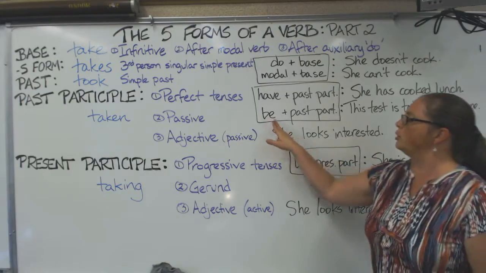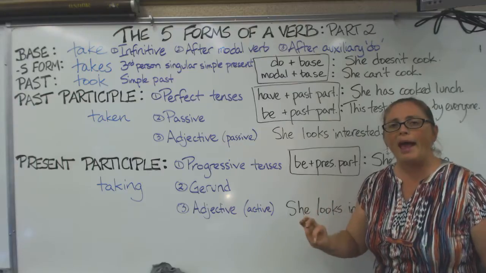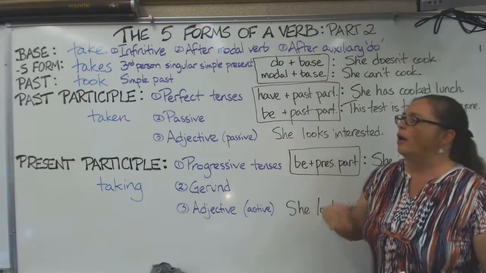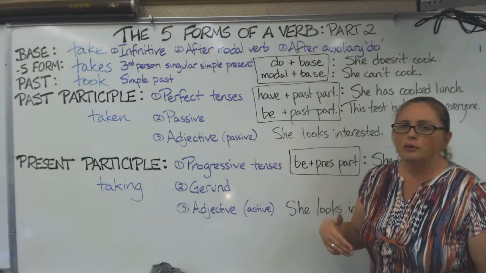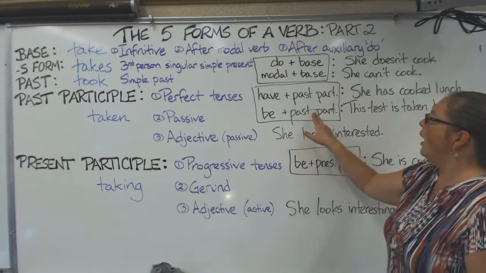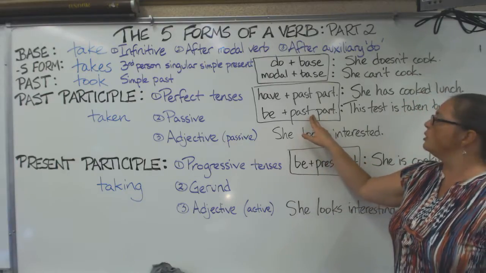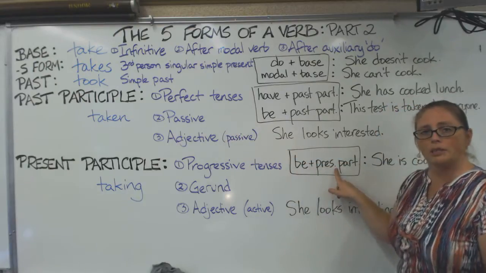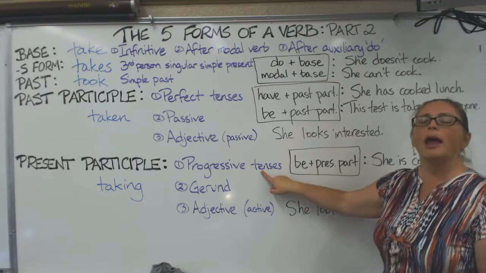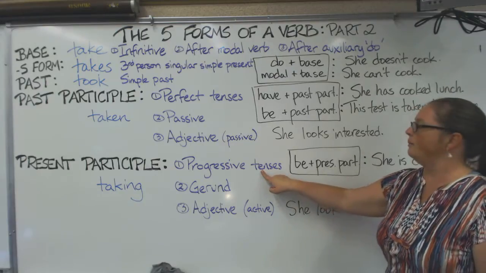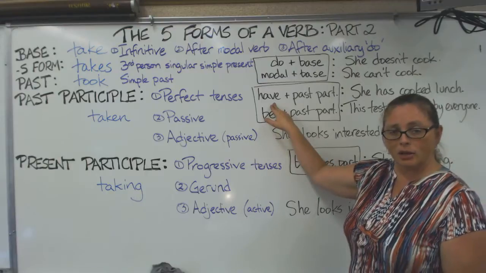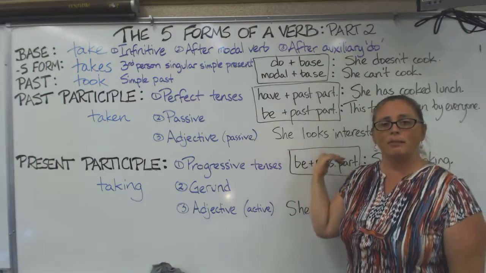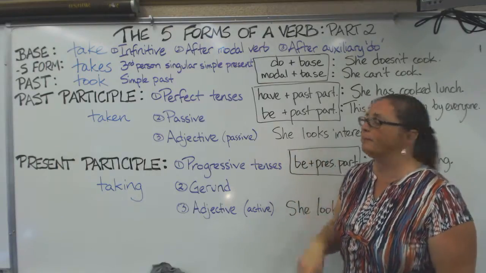So to sum up, you can use the be verb, am, are, is, was, were, will be, infinitive to be, gerund being, with a past participle to create a passive idea, or with a present participle to create a progressive idea. You can use have as an auxiliary verb with a past participle to create the idea that something happened before a point in time.